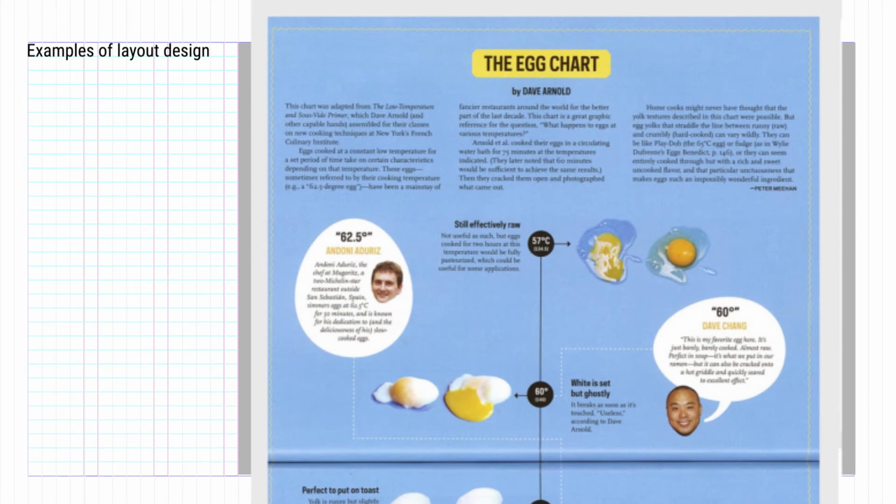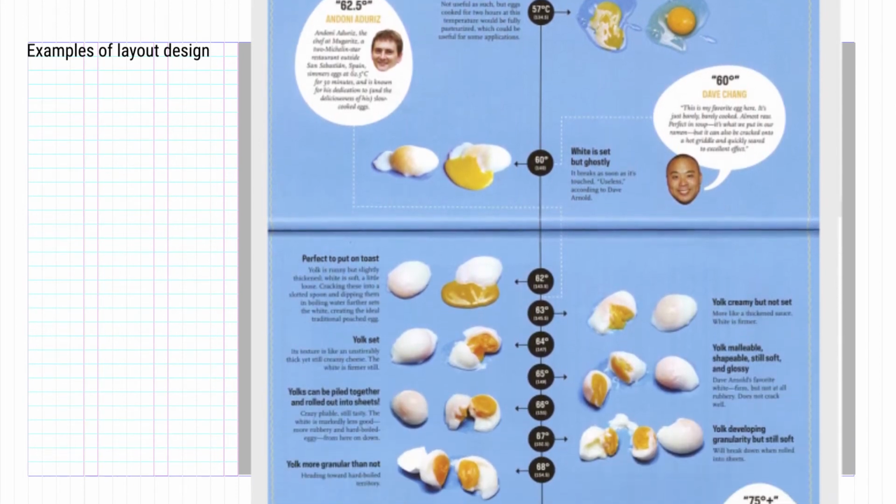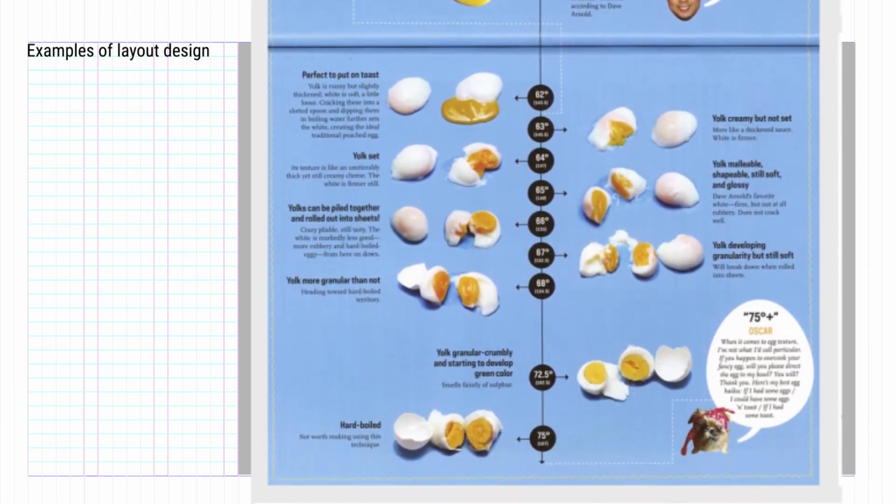In this first example, this layout describes the temperature and the effects it has on boiling eggs. What is very technical information is made fun through the use of speech bubbles and color. Even though it is fun, it is still accurate and maintains its usefulness.